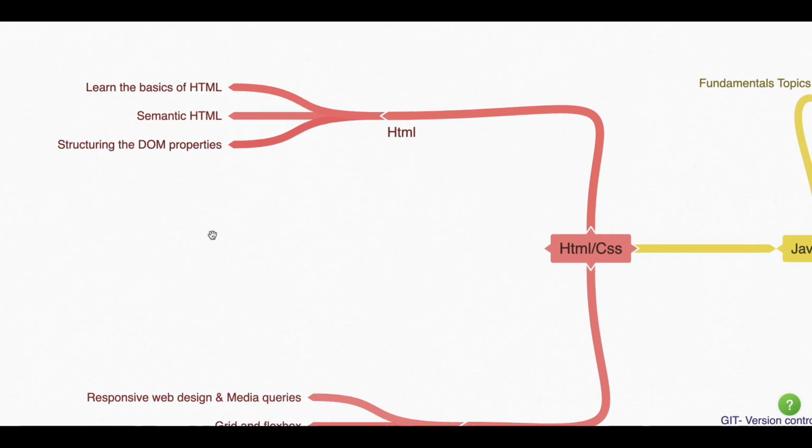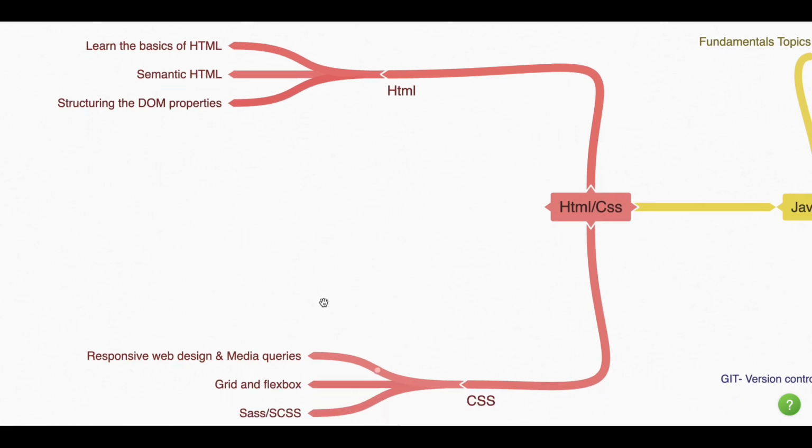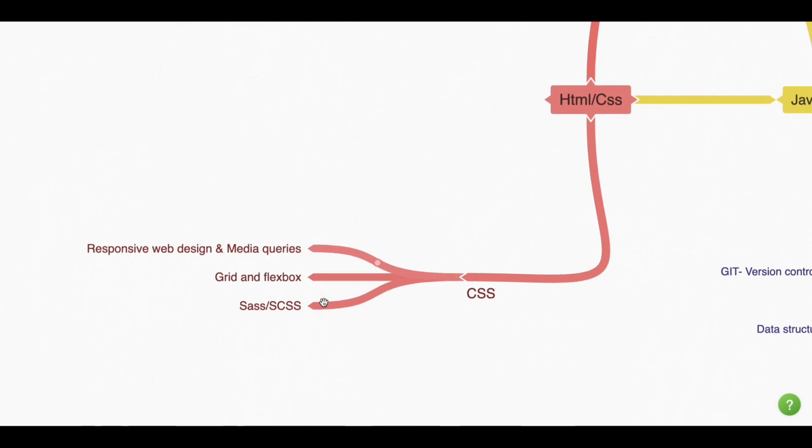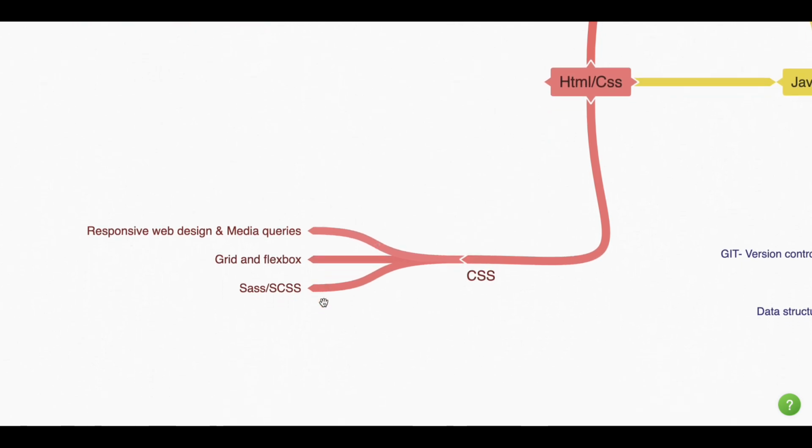Now after completing semantic HTML, the next is structuring the DOM properties. So what is the DOM? DOM is the Document Object Model that allows you to update your UI with the help of the DOM tree. After the DOM, the next part is CSS. So CSS is used to style your web pages or web apps. Responsive web design is about creating web pages that look good on all devices, and media queries are useful to modify your site or app depending on a device's screen.